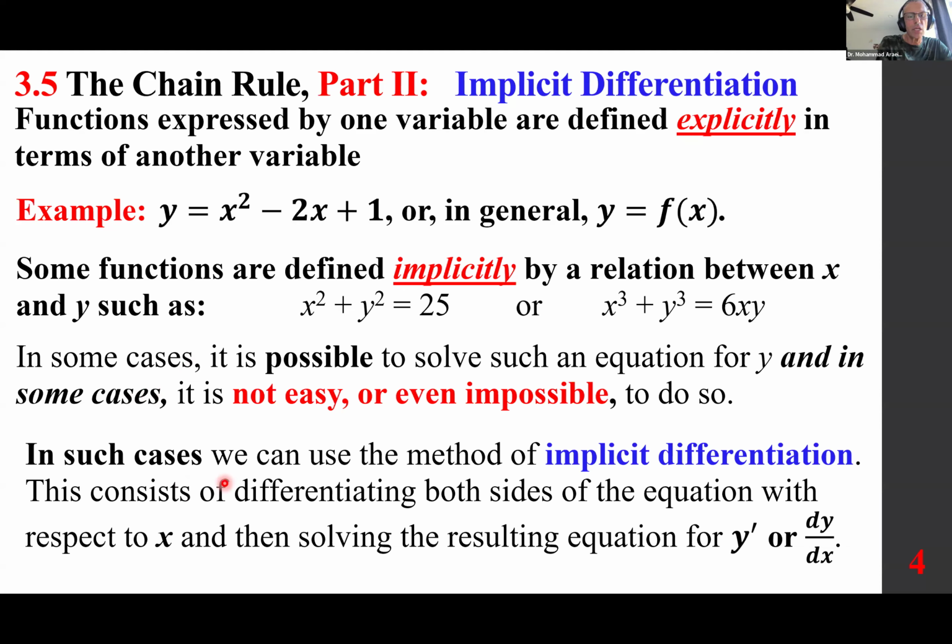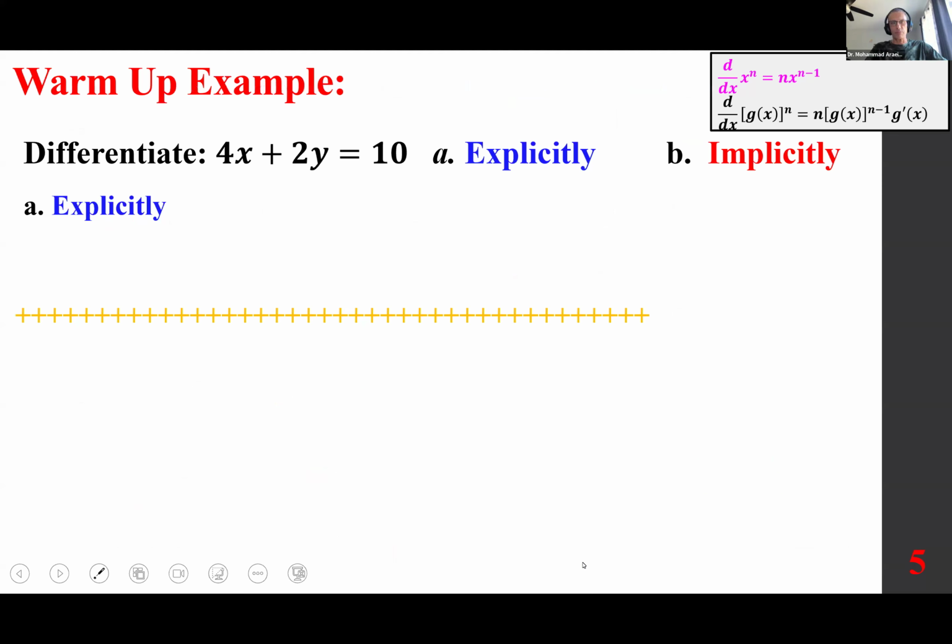In such cases, we can use the method of implicit differentiation. This consists of differentiating both sides of the equation with respect to x and then solving the resulting equation for y prime or dy/dx. Here's a warm-up example to get us started. We want to differentiate 4x plus 2y equals 10 two different ways, explicitly, meaning solve for y.